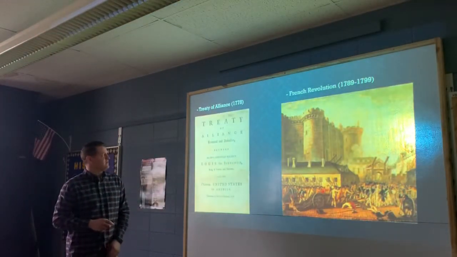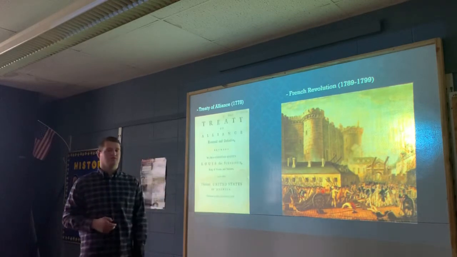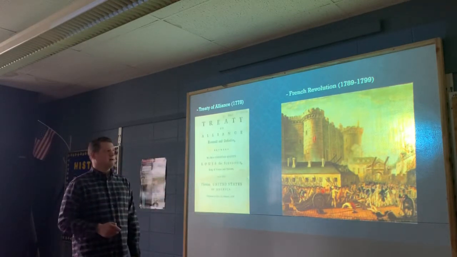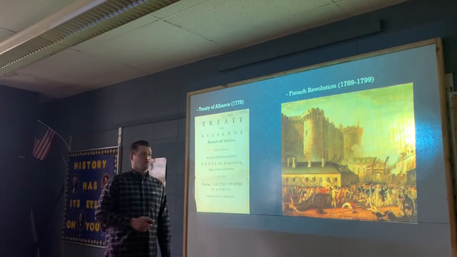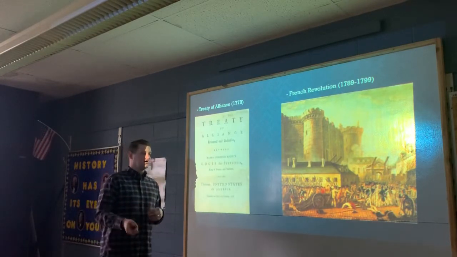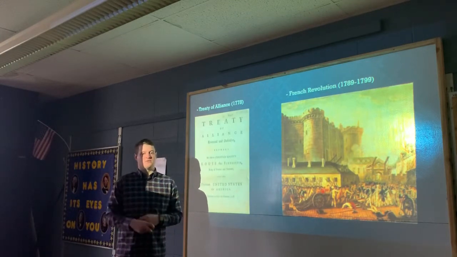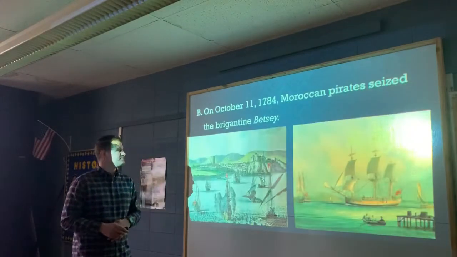This is a picture of the Treaty of Alliance. This is the treaty that was protecting the American vessels during the American Revolution, Revolutionary War. French Revolution going on in Europe a few years after that caused the Americans to want to be out of this treaty because of all the different political unrest, things that were going on in Europe.